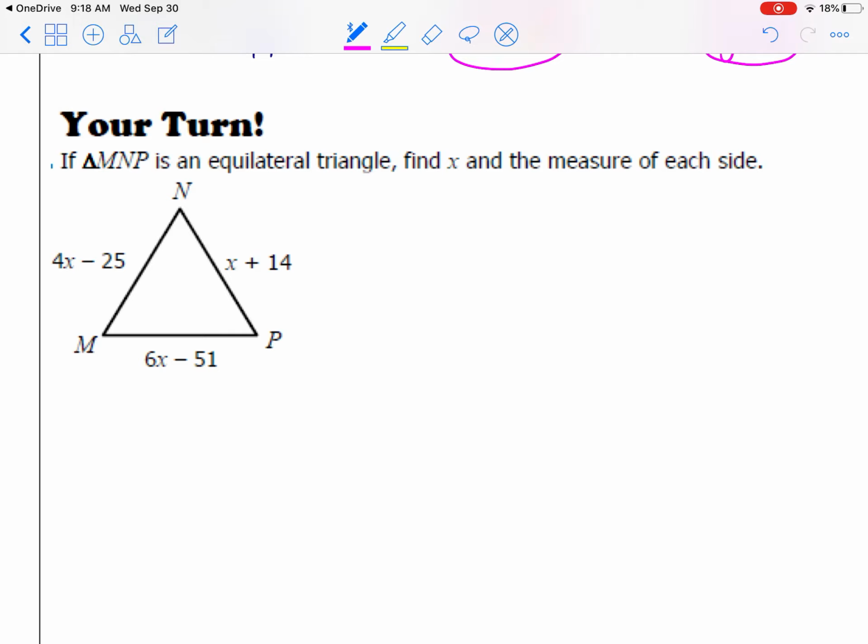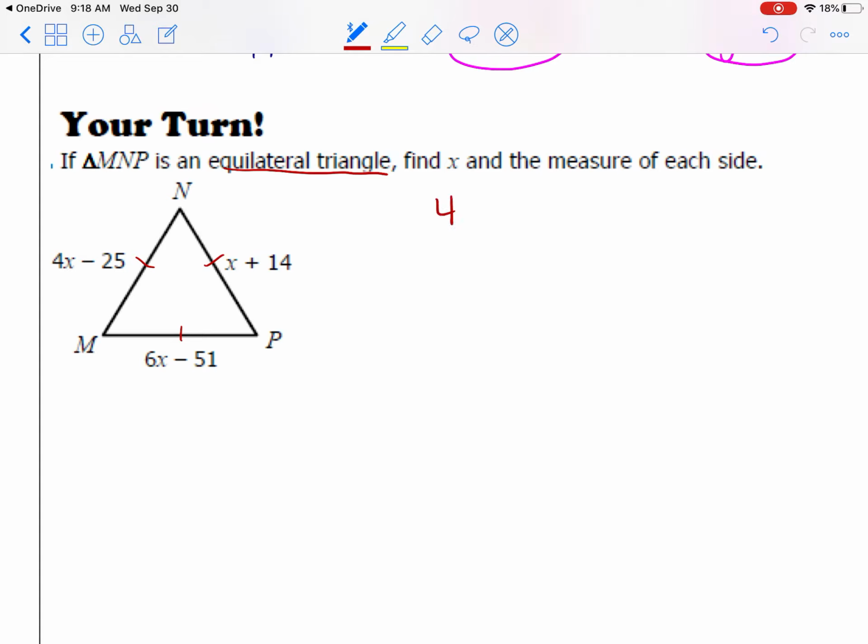If triangle MNP is an equilateral triangle, find x and the measure of each side. Once again, we're given an expression for each one of the three sides. And also, we know that this is an equilateral triangle, so all the sides are congruent. All you need is to select two. Just pick two of those expressions to set up your equation and solve for x. And then later, come back and substitute that x value to find the measure of each missing side.